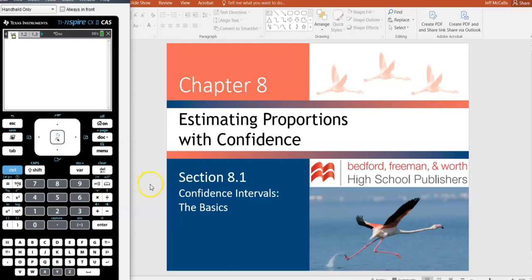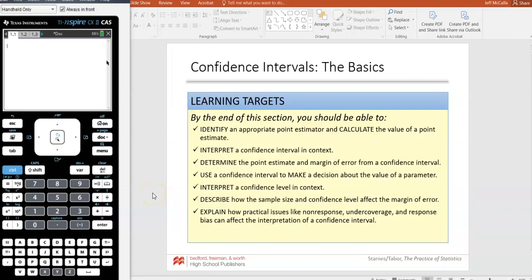Okay, so this is lesson 8.1, and we're starting a new chapter on estimating proportion with confidence. So confidence intervals is the idea here. I think the next thing that's coming is going to be tests, but let's just do the basics. We're talking about proportions and confidence intervals. So let's learn what those are. We'll kind of step into this a little bit slowly, and we'll get there.